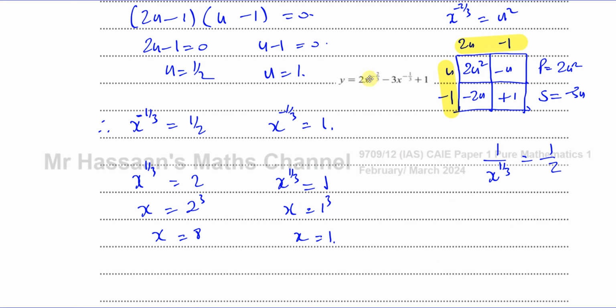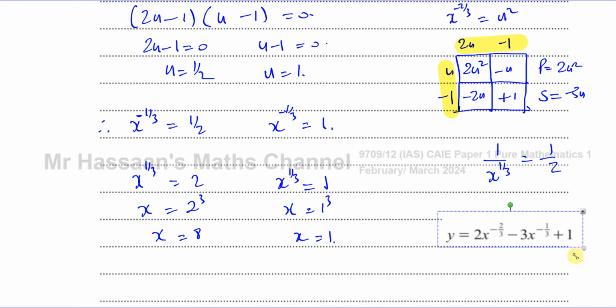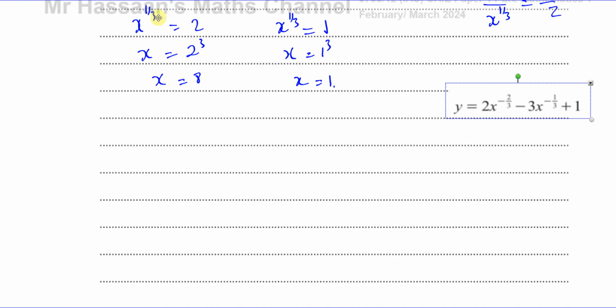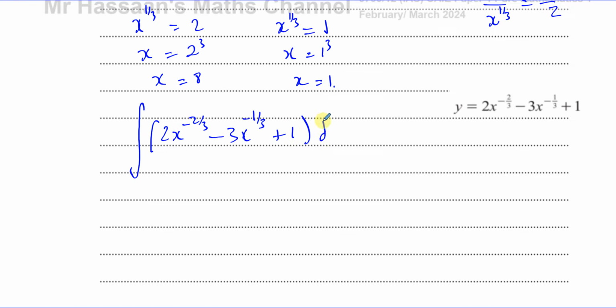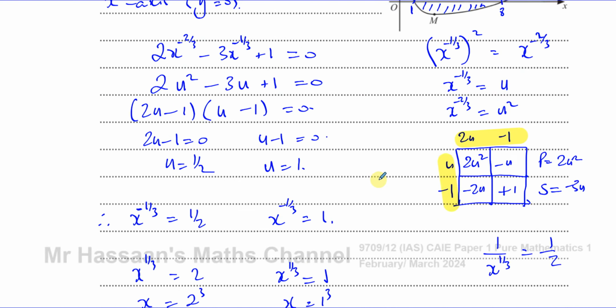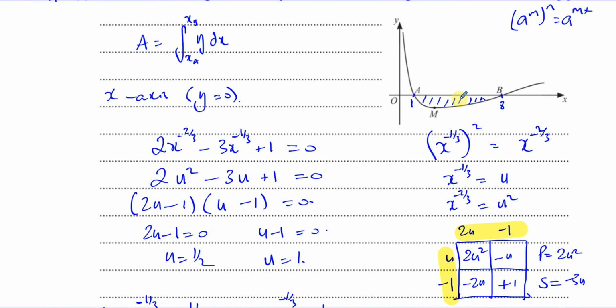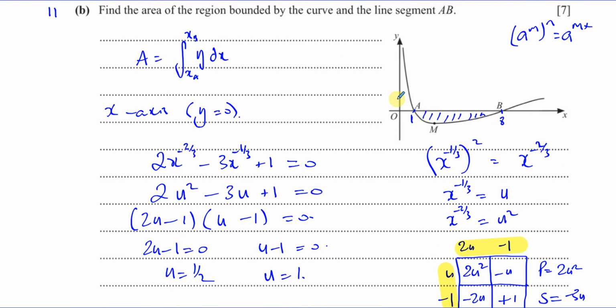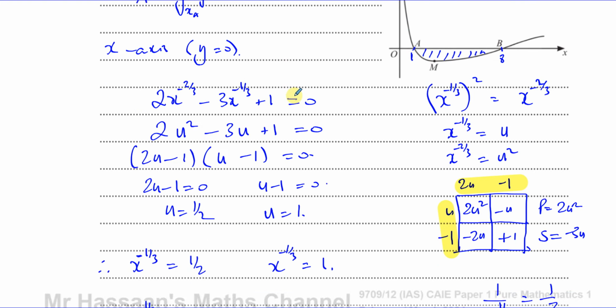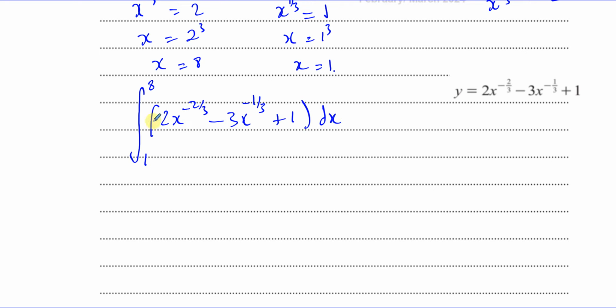So I'll bring this equation down so I can see it a bit clearer, so I don't make a mistake. And I know that now I want to integrate this: 2x to the power of minus 2/3 minus 3x to the power of minus 1/3 plus 1 with respect to x. Now, if I put 8 here and 1 here, because this is underneath the x-axis, it's going to give us a negative area, right? And it says find the area of the region bounded, so area should really be positive. I could do this, no problem. My answer would be negative, then I'll say area equals positive, whatever.